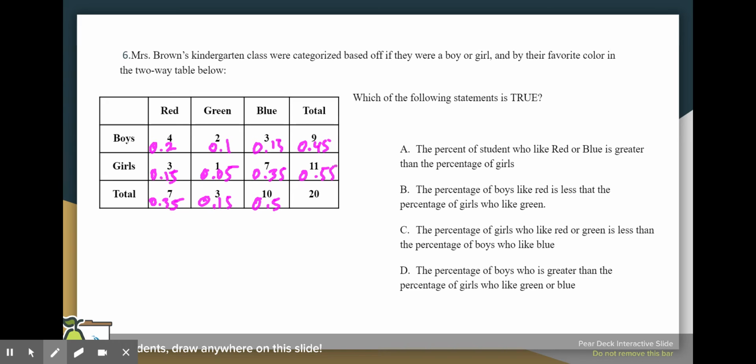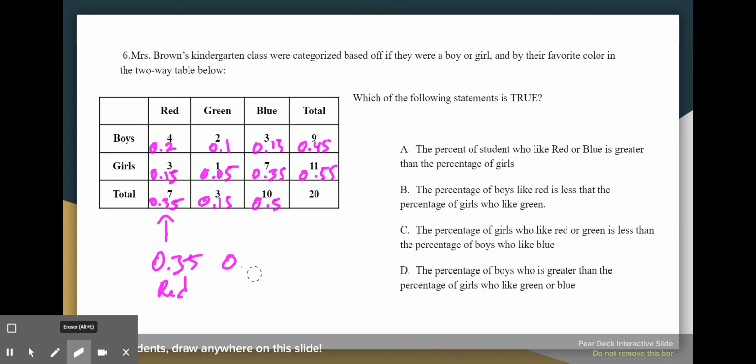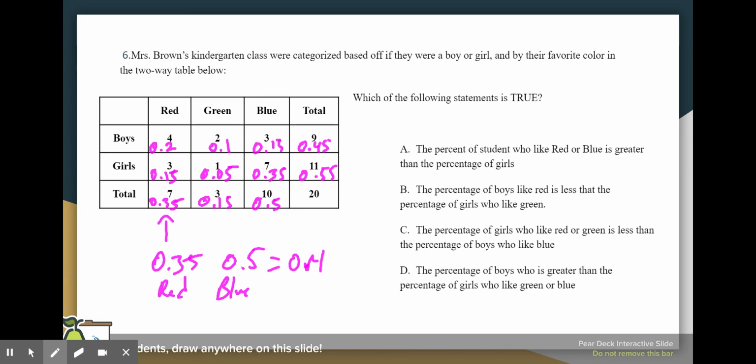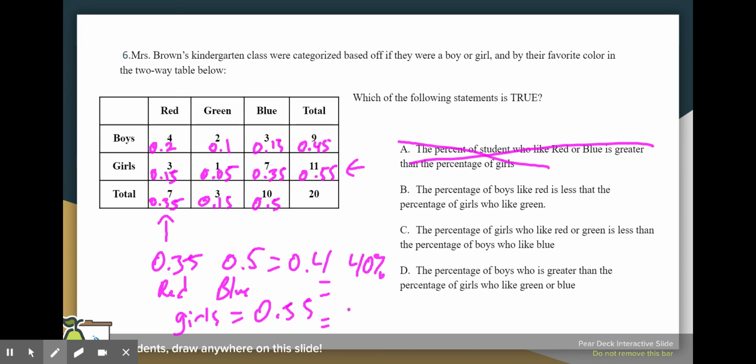Now these are the decimals, but we can compare decimals just as we could percents, or we can put them in percents. So students who like red would be 0.35, or blue, which is 0.5. So red or blue would be these together, which is 0.4. Is that greater than the percentage of girls? Girls is going to be this right here, which is 0.55. Is 0.4 greater than 0.55? No. I just compared decimals, but we could make that percent by multiplying by 100. This is 40%, and this is 55%. You could compare it either way, it doesn't matter.